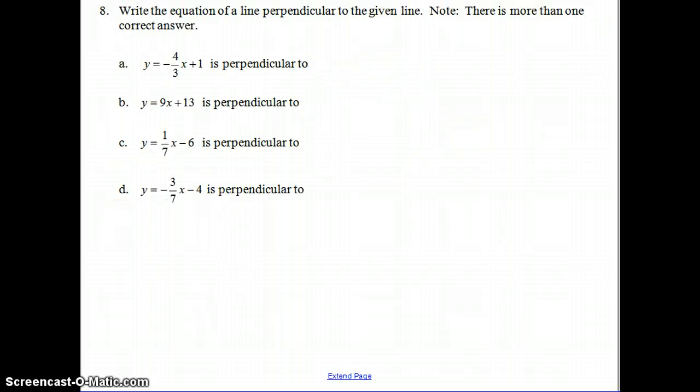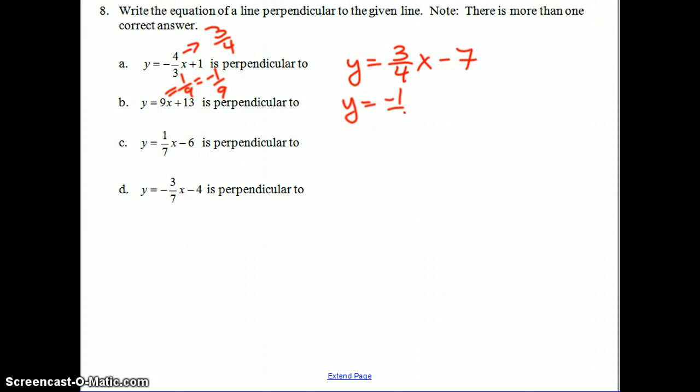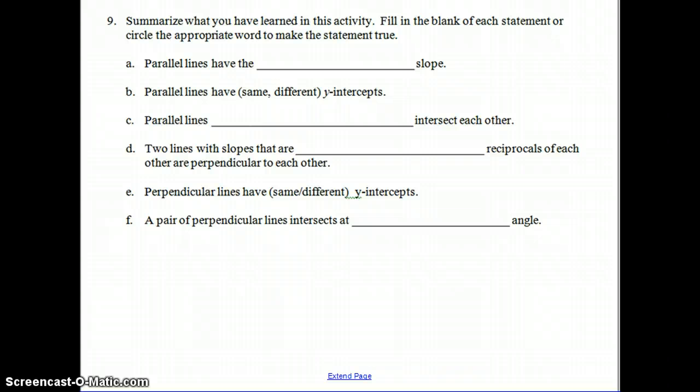Perpendicular, opposite reciprocal, so we have to take our slope here and flip it and make it the opposite, alright, which would be positive 3/4. So y equals positive 3/4 x, and then our y-intercept could be anything. Alright, 9, flip it, and then do the opposite. So it's y equals negative 1/9 x minus whatever, 2. Okay, you do C and D. Alright, and then the last one I want you to do on your own.